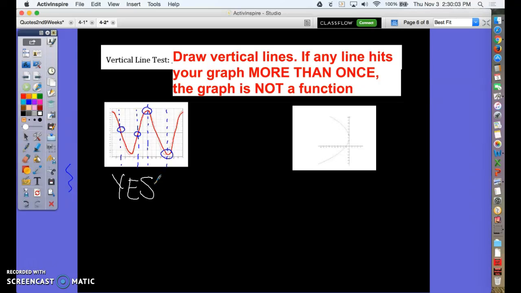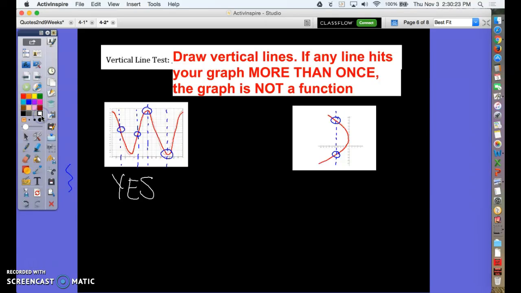If we look at this next graph, again, I'm going to darken it. It looks like a curve. It's kind of sideways. If I draw in a vertical line anywhere on this graph, if it touches more than once, it is not a function. Look, guys, right here. If I draw in a vertical line, it's going to touch twice. So it fails the vertical line test.